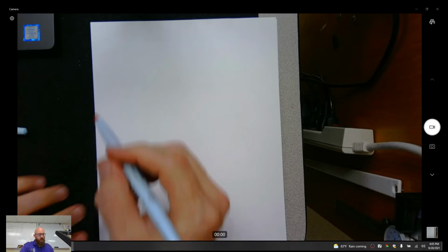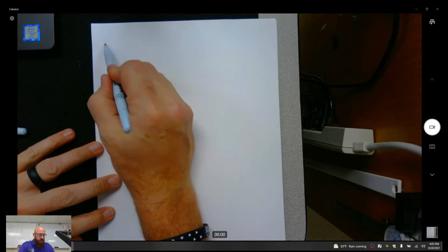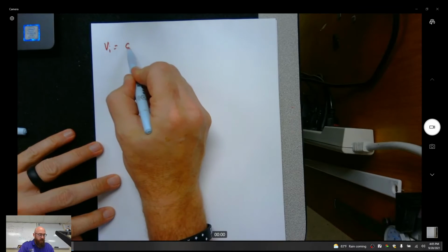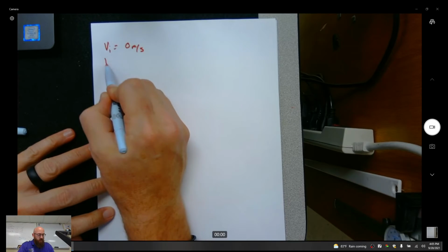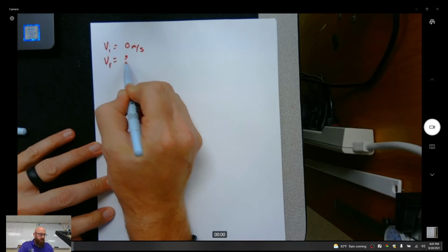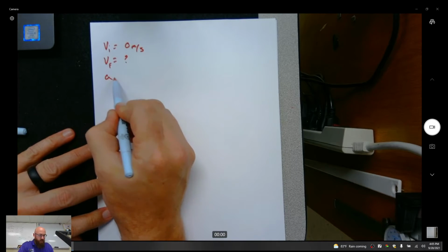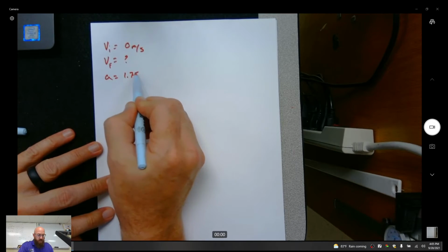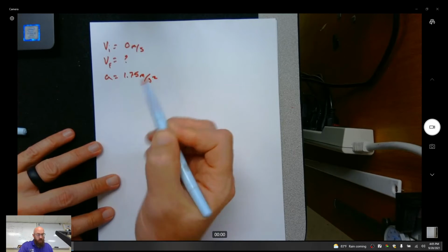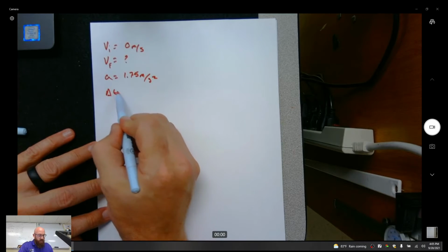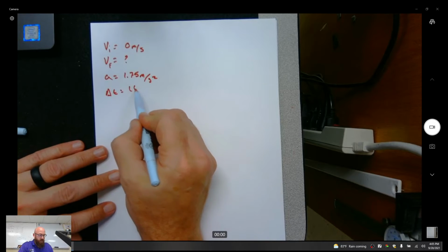So that's the second one everyone had a problem with. Now let's get to the third one. Third one is a little different because it has it speeding up and slowing down. So let's just do some simple numbers. Let's start with a VI. I think it started at rest. Let's go VF, we don't know. It gave you an acceleration, let's just say of 1.75 meters per second squared, and a delta t of something crazy, let's see, 16 seconds.